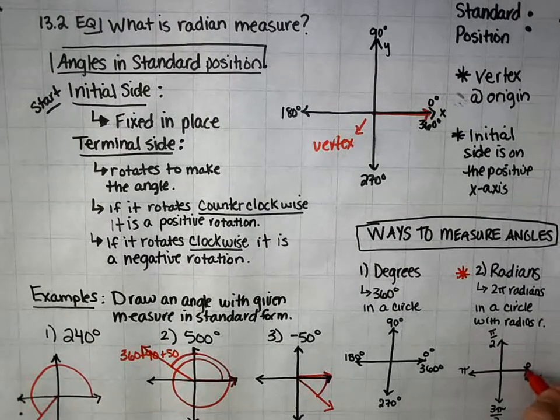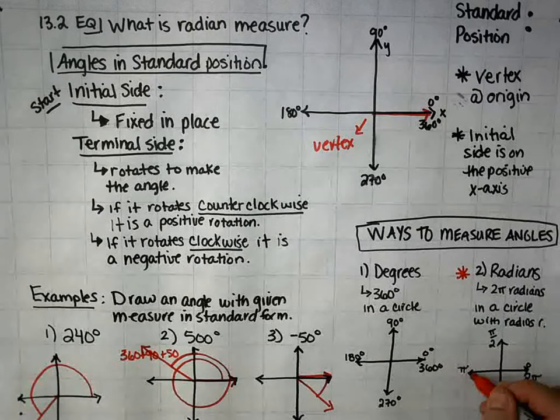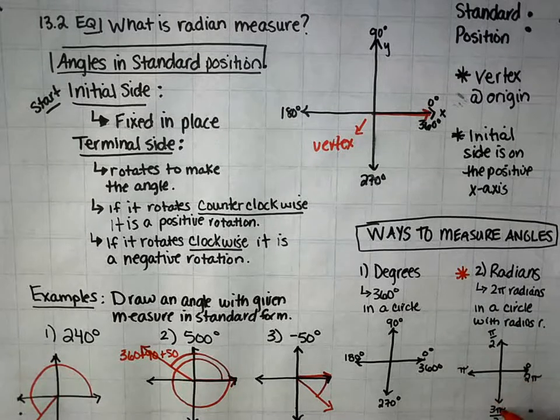So we're going to start at 0, just like we did before, and when we get up to 90, we're now going to call it pi over 2 radians. 180 degrees is going to be pi radians. 270 degrees is going to be 3 pi over 2 radians, and when we get all the way around the circle, it'll be 2 pi radians. Okay?